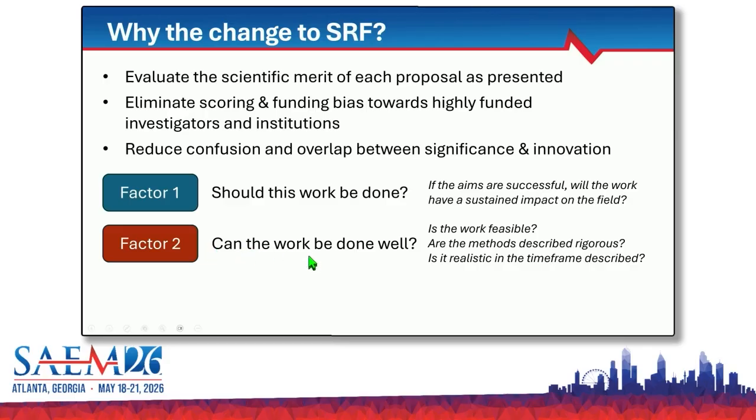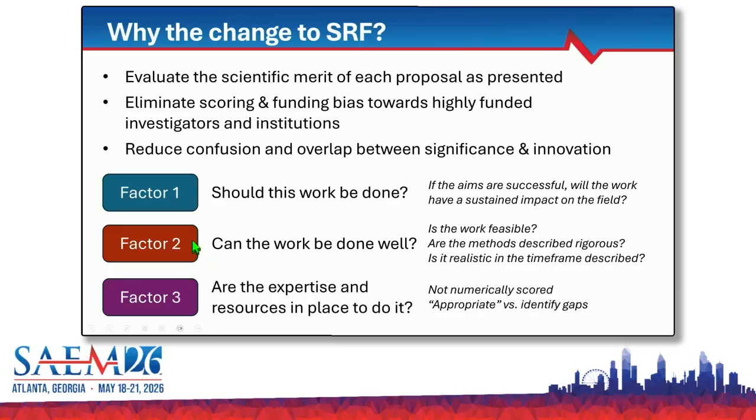So essentially, most of us feel that this has replaced approach. So approach has been folded into factor 2. And now it's, can the work be done well, right? Is it feasible? Okay, that's a hugely important word in grant review. Is it rigorous? And that means both, do they have a good understanding of what's been done in the field before, right? And does it meet scientific rigor in terms of the methodology that's being used? And is it realistic, right? Those three things are really the heart of factor 2.